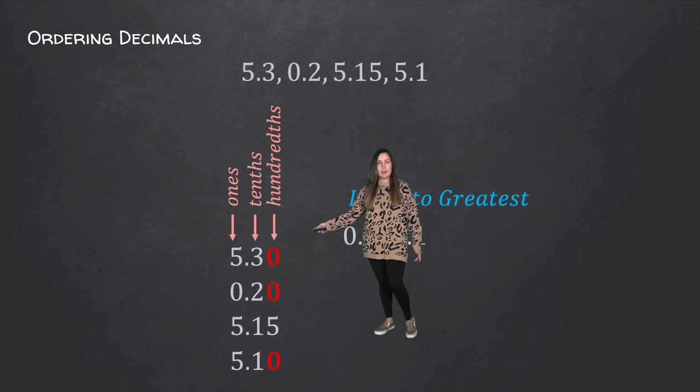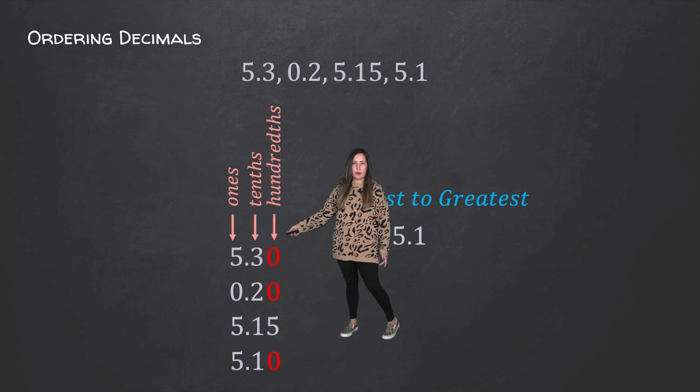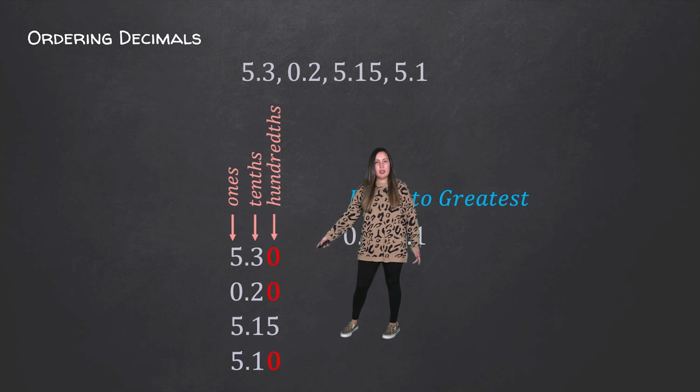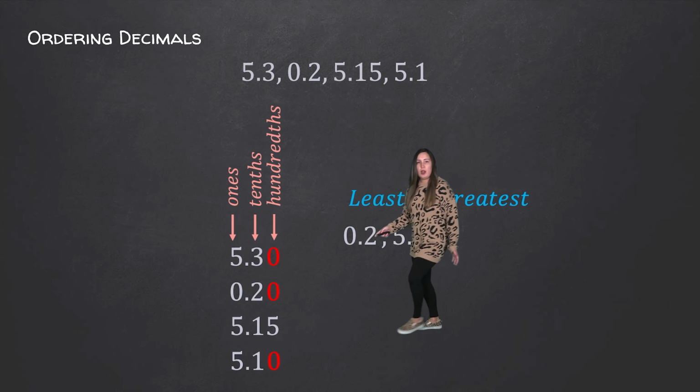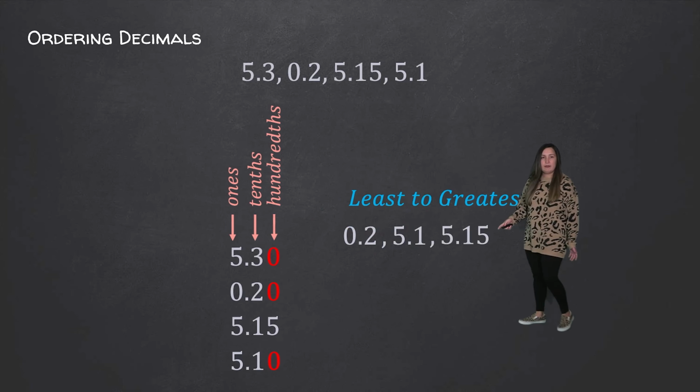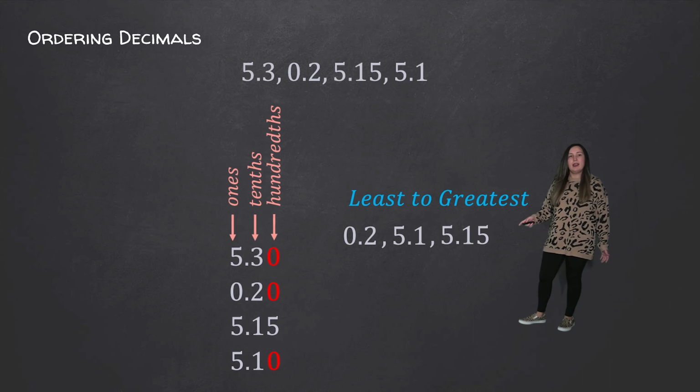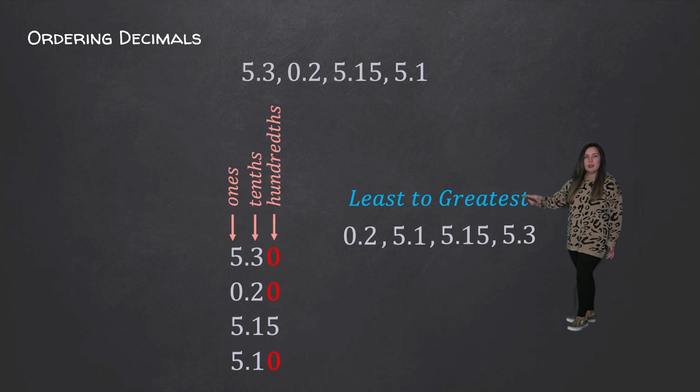Now in the tenths place, 5 and 3 tenths has a 3, and 5 and 15 hundredths has a 1. So our next number is going to be 5 and 15 hundredths. And then our final number is going to be 5 and 3/10. So that's how we take those numbers and write them in order from least to greatest.